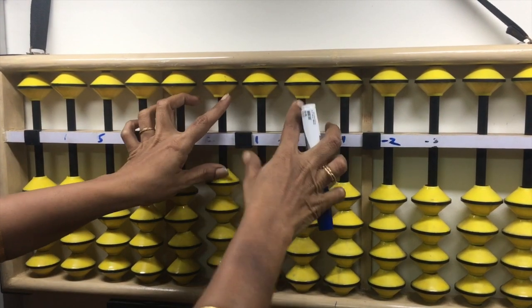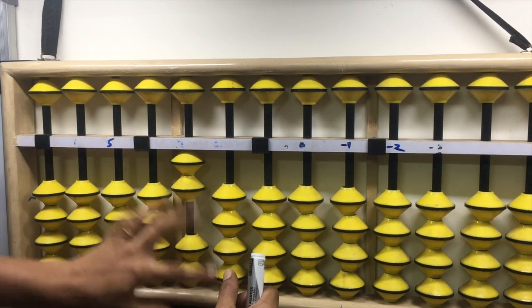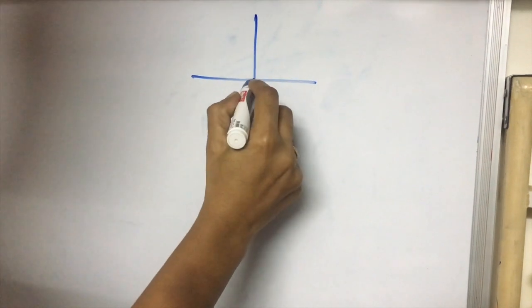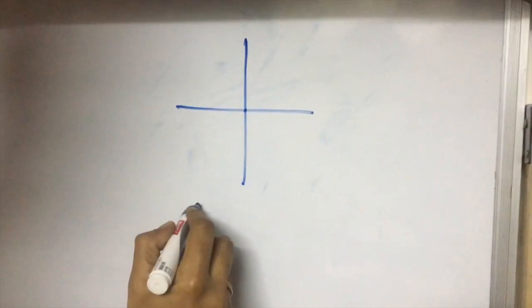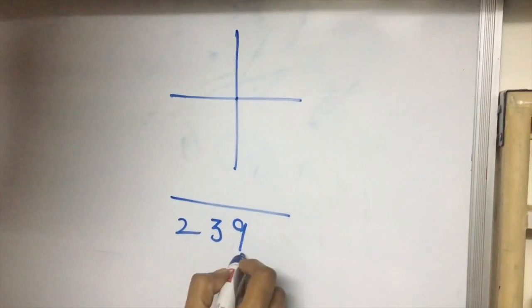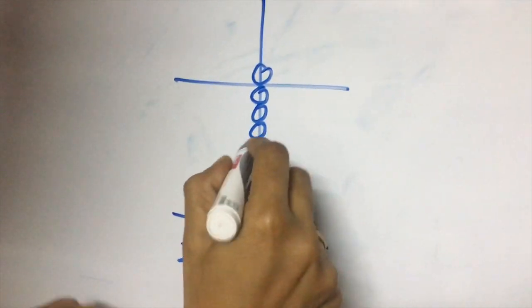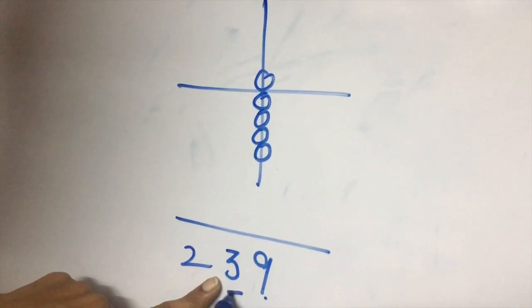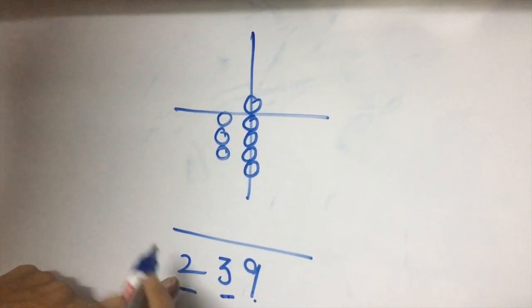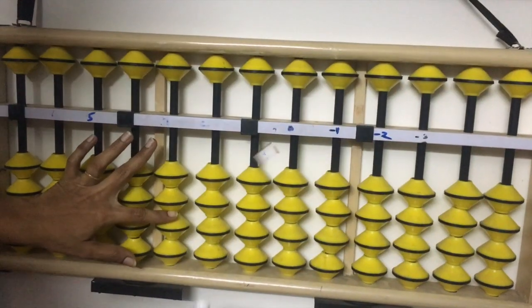Now this is hundreds place. This is 242. Okay, consider this as your unit point. We are going to set 239. So 9, 9 beads should be here. 3 means 30, 1, 2, 3. 200. So 239.